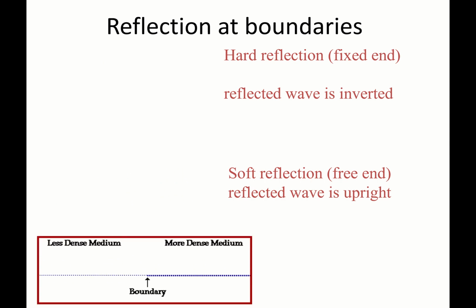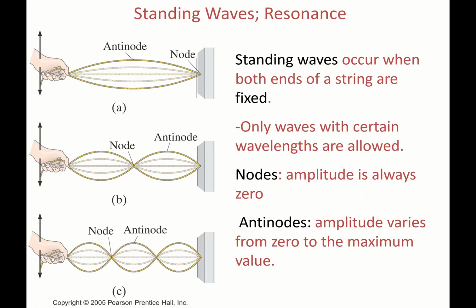And same thing if it goes from a less dense material to a more dense material. So if you have a light rope tied to a heavy rope, part of the wave is transmitted and part is reflected in an inverted sense. So this is how standing waves are set up: the wave goes down the medium, it reaches the end of the medium, and it's reflected back and it will interfere. And if it interferes in a certain way, we get what's called standing waves.